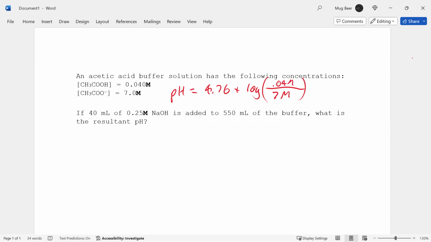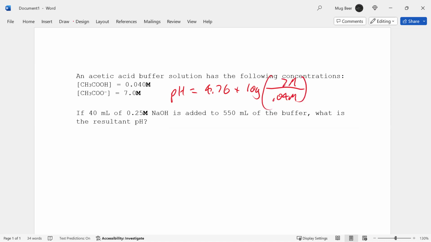Oh, I did that completely backwards. My bad. 0.04 molar on the bottom and 7 molar on the top.